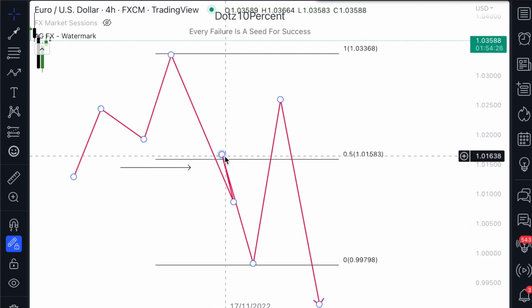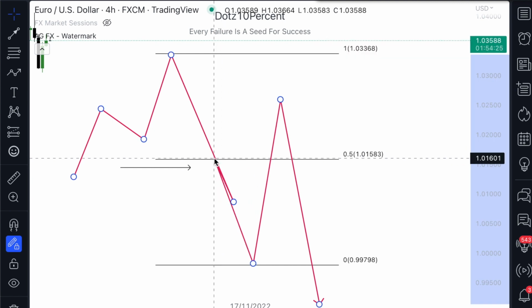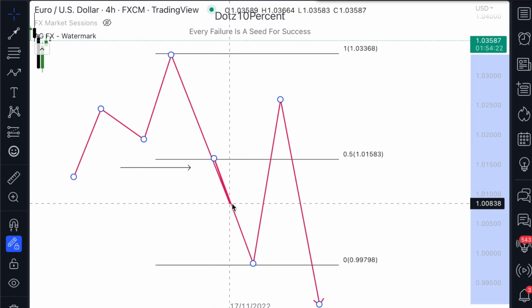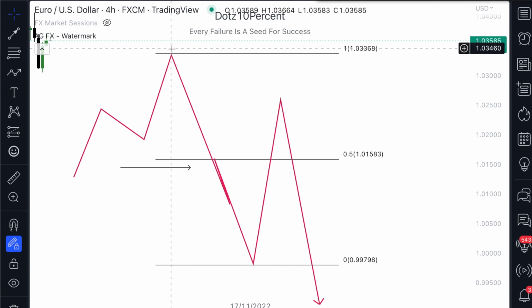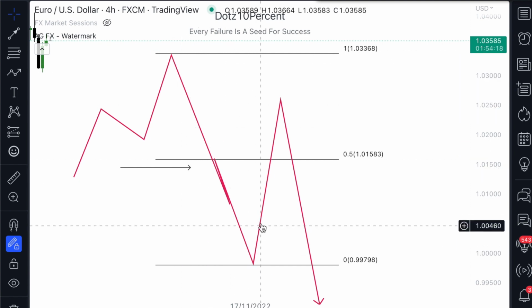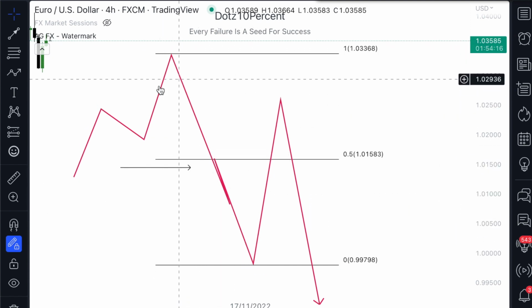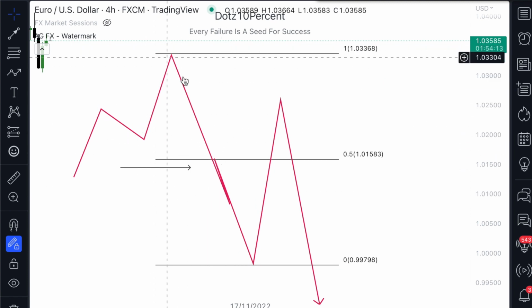It's a bit messy, but I hope you get the point of what I'm trying to make here. Cool. So if we're getting displacement, we get this big move down. How will our breaker block be in a premium if we're not getting displacement?